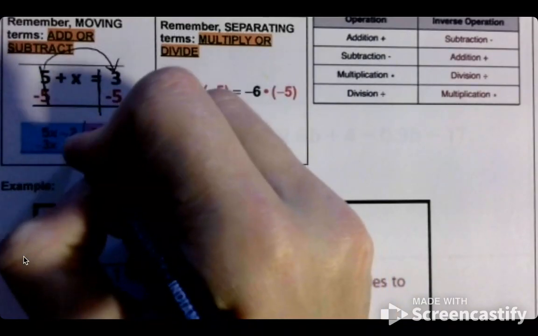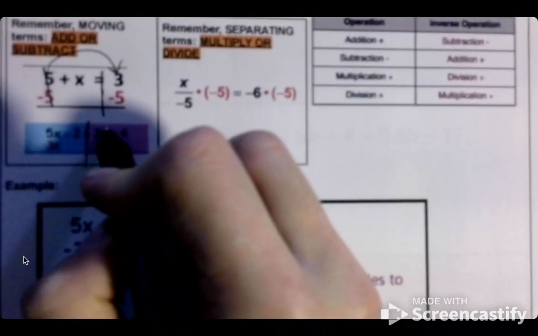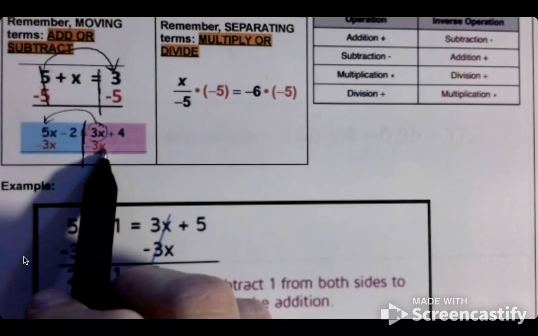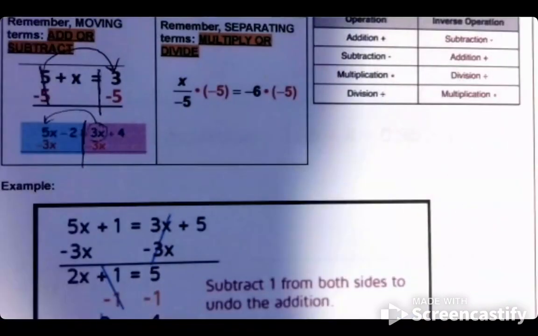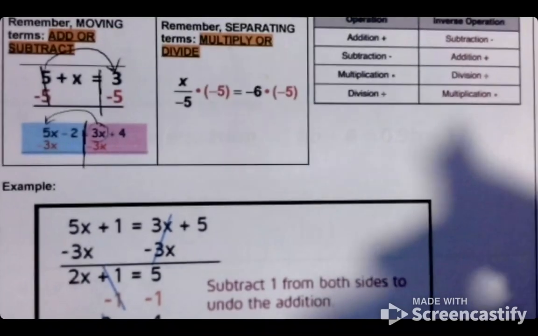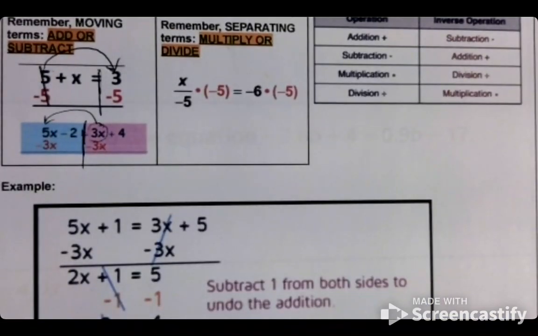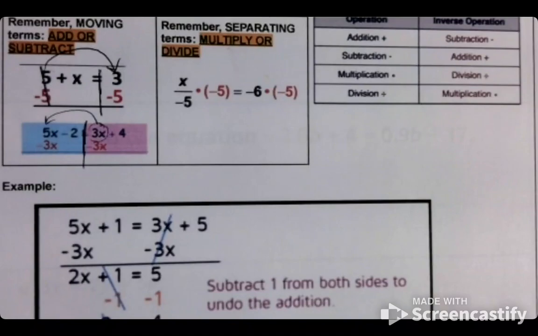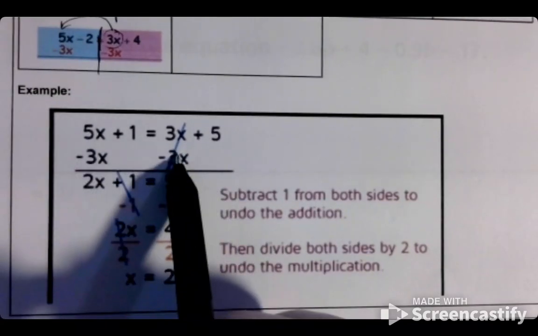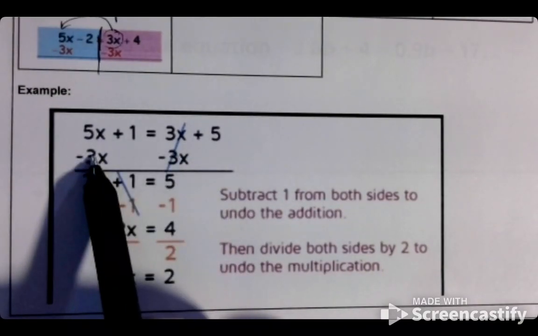Okay, so again, if you notice down here, right, they're moving the 3x over to here. So that's why it's minused. Then when we go to separate, right, that's when we're multiplying or dividing. All right, so this is going to be kind of the hard piece: are you moving it or are you separating it? So if you notice down here, right, they moved the 3x over here by subtracting it.